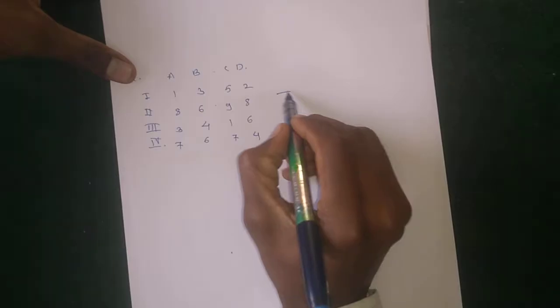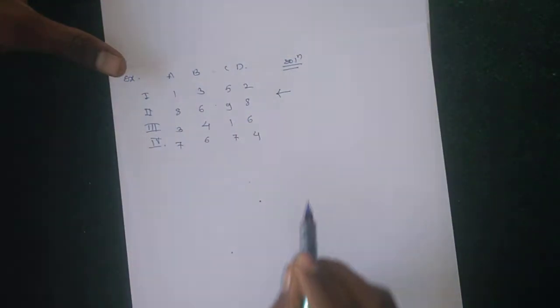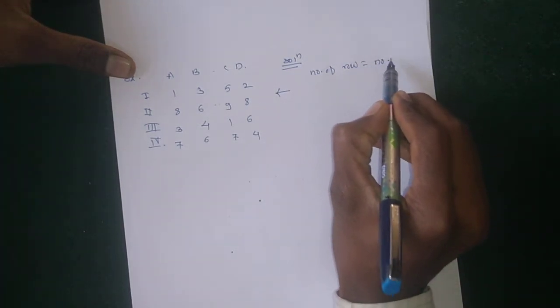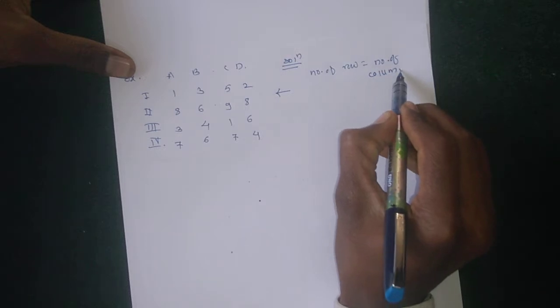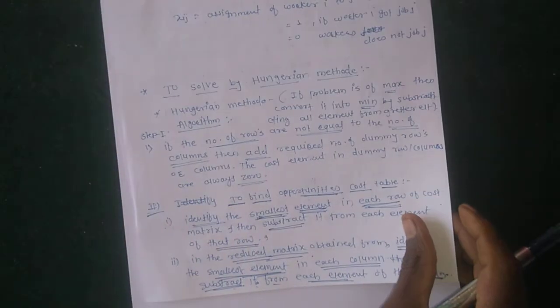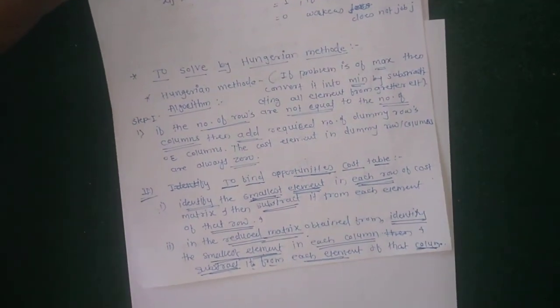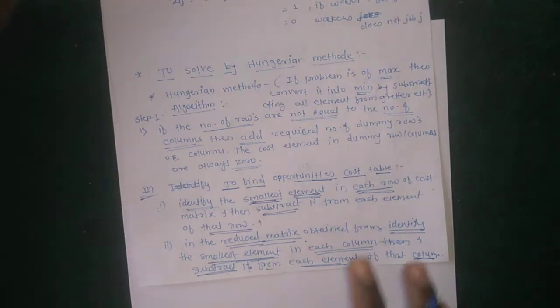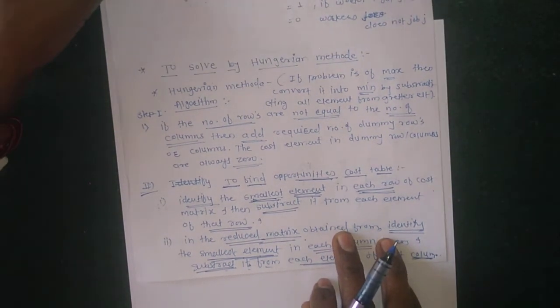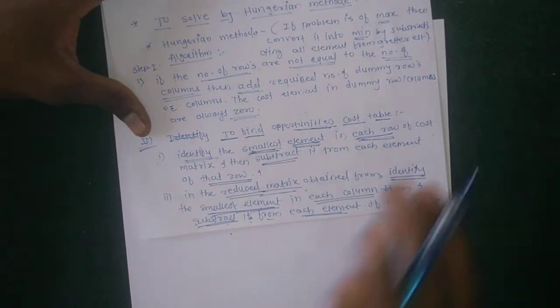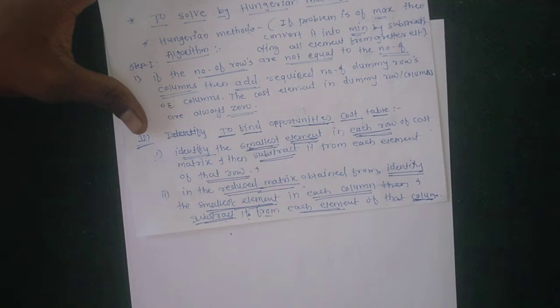So using the steps, firstly the number of rows should equal the number of columns. Then we use the Hungarian method. In the first step of the algorithm, if the number of rows and columns are not equal, then we add a dummy row or dummy column. There is no need here because the number of rows and columns are the same. Then in step two, how to find the opportunity cost table?